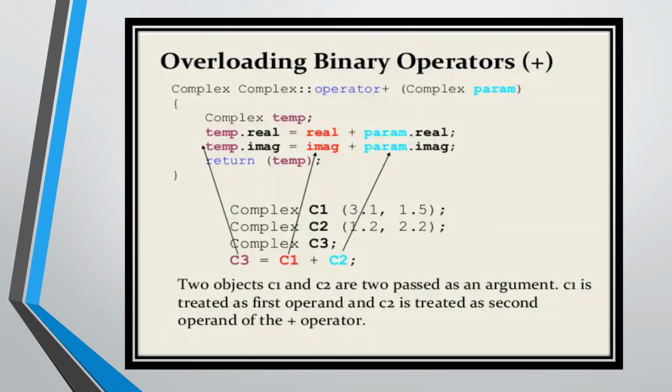Now in the main function, I create the first object of the complex class, that is complex C1. As we know the concept, we can create any number of objects for the same class. So complex C1 in brackets 3.1 comma 1.5. Here I am passing the first complex number, and complex C2 is equal to 1.2 comma 2.2. So here I am writing the second complex number.